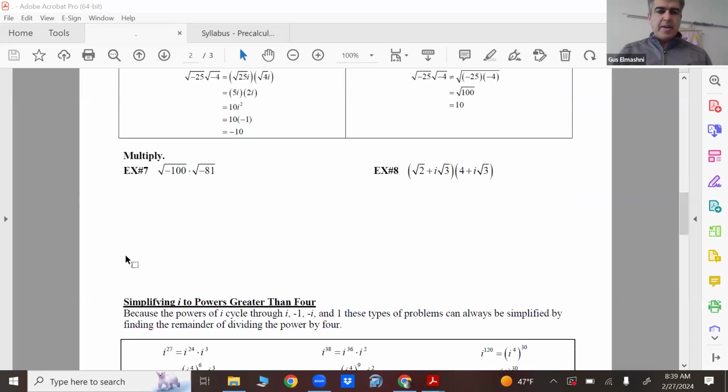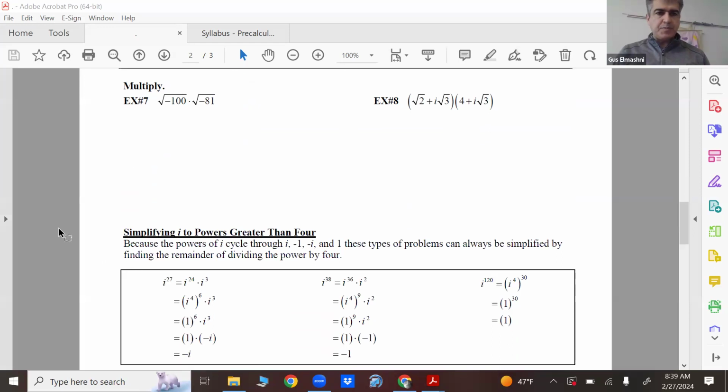So in this case here, let me make some space. That's 10i, and that's 9i. That's 90i squared. That's negative 90.